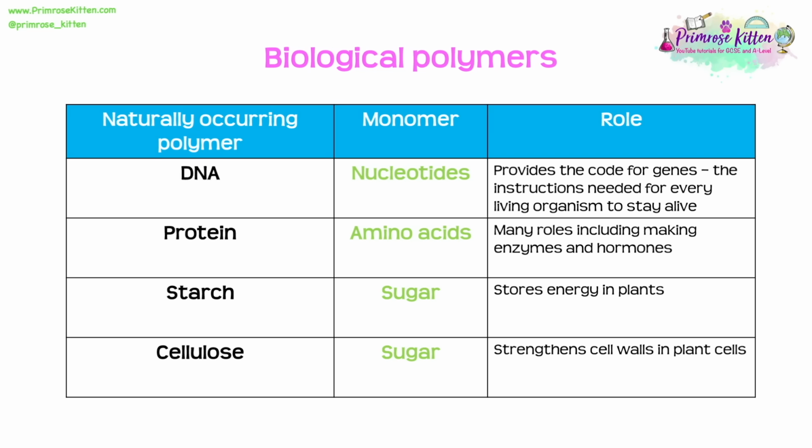Next up, we've got starch. The monomer for starch is a sugar, and the role of starch is that it stores energy in plants. Finally, the last naturally occurring polymer that we need to know about is cellulose. Cellulose, you may remember from biology, is used to strengthen cell walls in plant cells. The monomer for cellulose, just like starch, is a sugar.